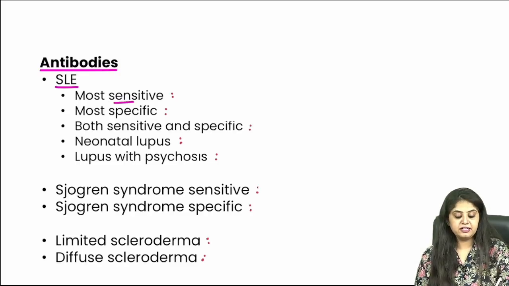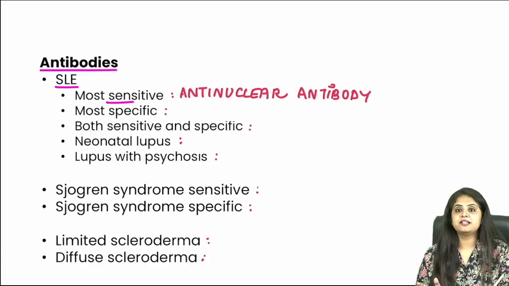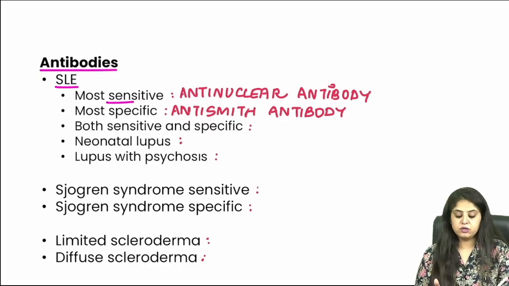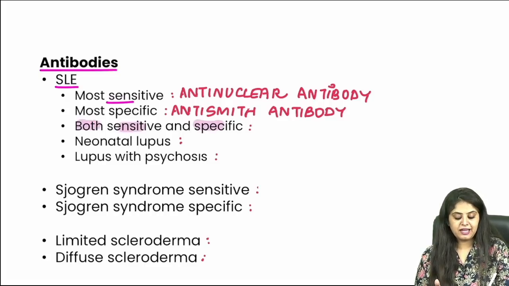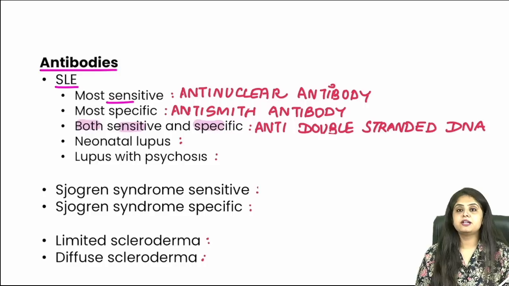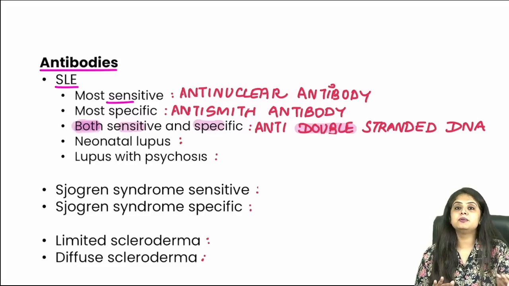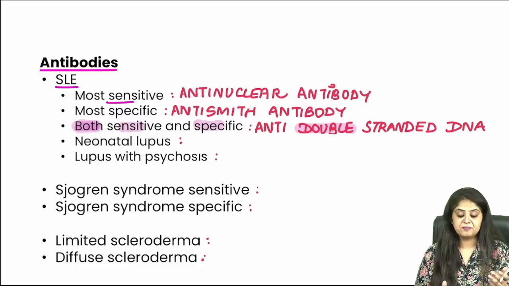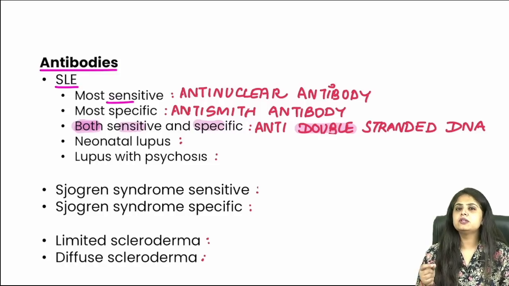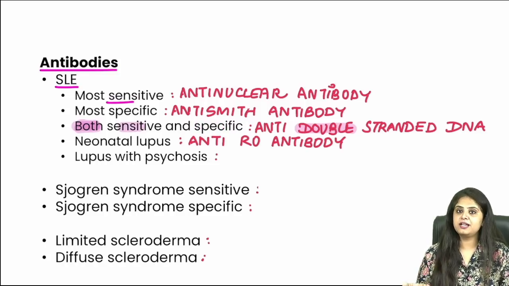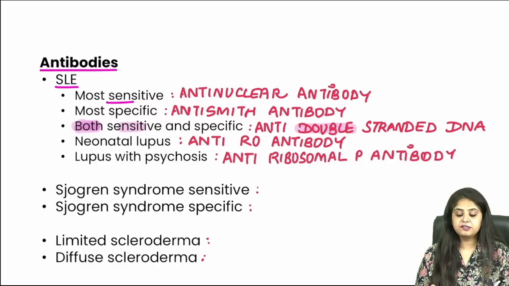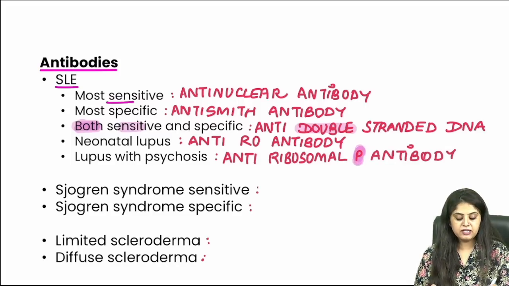When we talk about SLE, the most sensitive is going to be ANA, that is anti-nuclear antibody. The most specific is anti-Smith antibody. The one that can do both sensitive and specific work is anti-double-stranded DNA or dsDNA antibody. So we had learned for double-stranded DNA, there is a double benefit of sensitivity and specificity. Moving on to neonatal lupus, neonate always cries, so RONA, so anti-Ro antibody. And lupus with psychosis is anti-ribosomal P antibody, which we had learned as P for psychosis. This was everything to do with SLE, systemic lupus erythematosus.